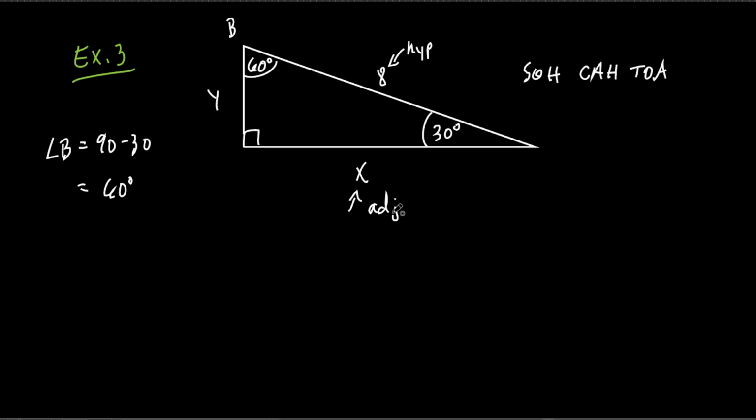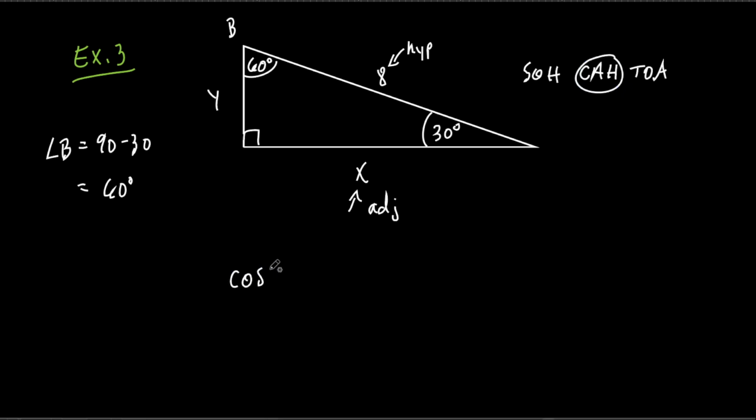So what I do is I look to see what I'm trying to solve for, and I look to see what I know. I'm trying to solve for x, and I know the 8. I'm looking for adjacent, and I know the hypotenuse. So that means I'm going to use the cosine.